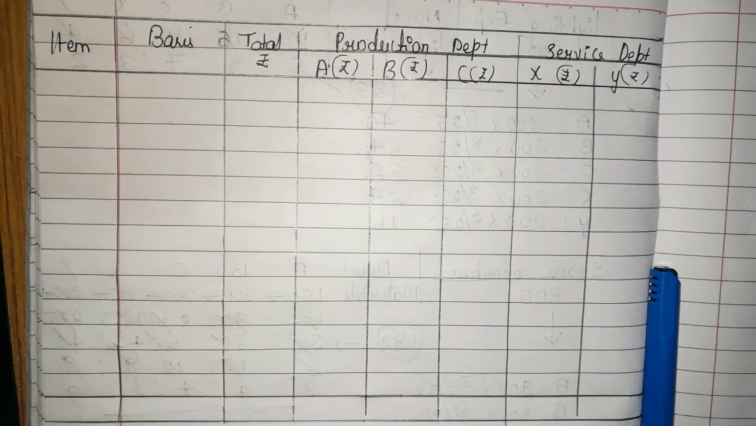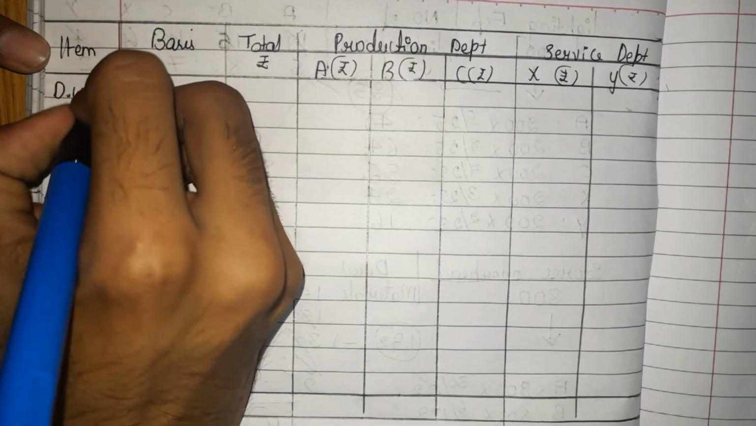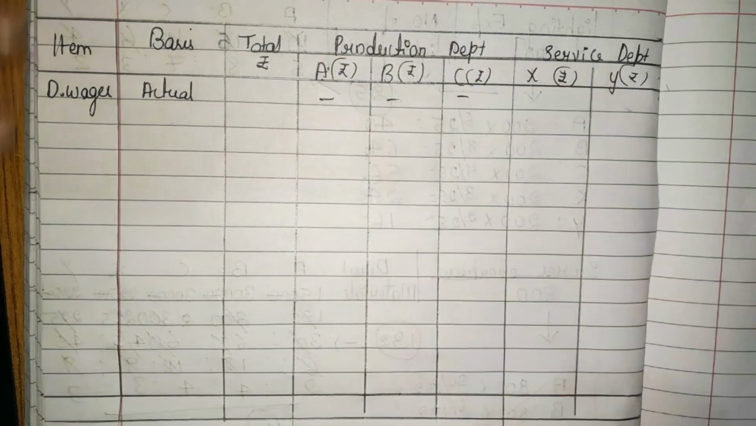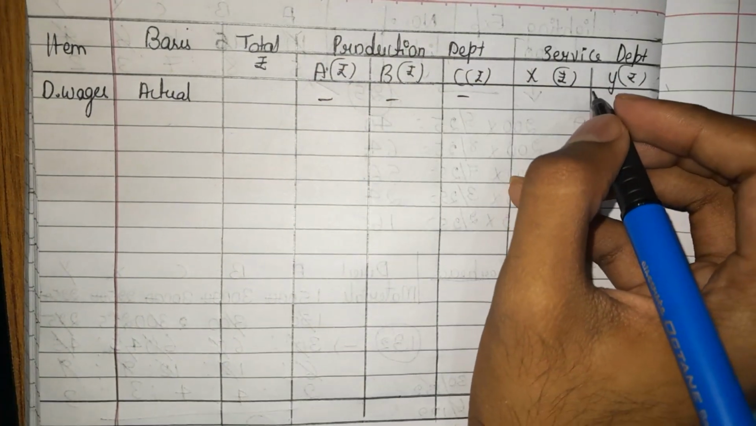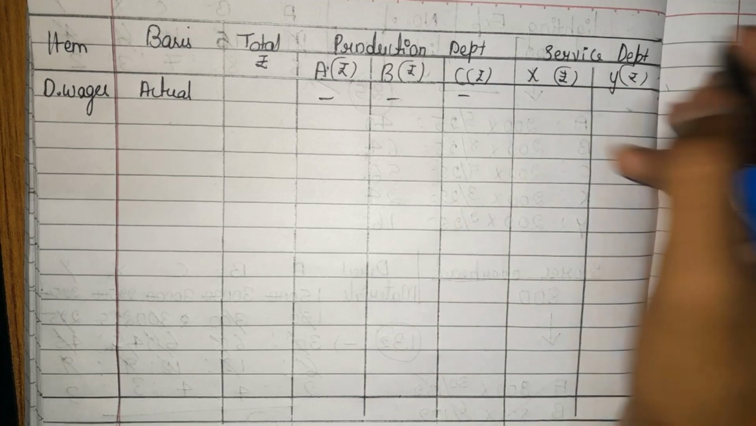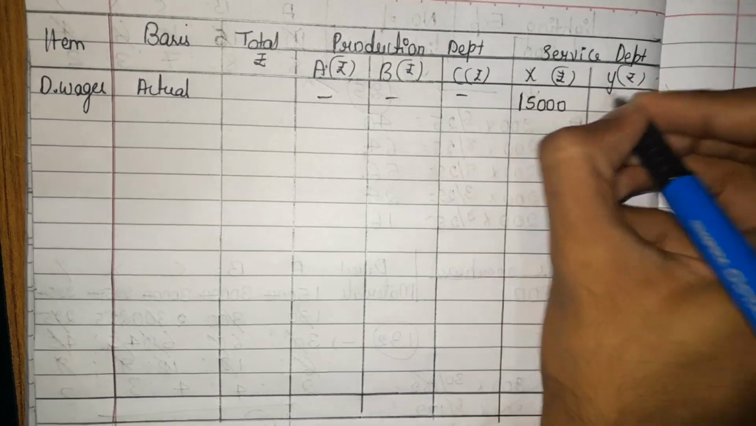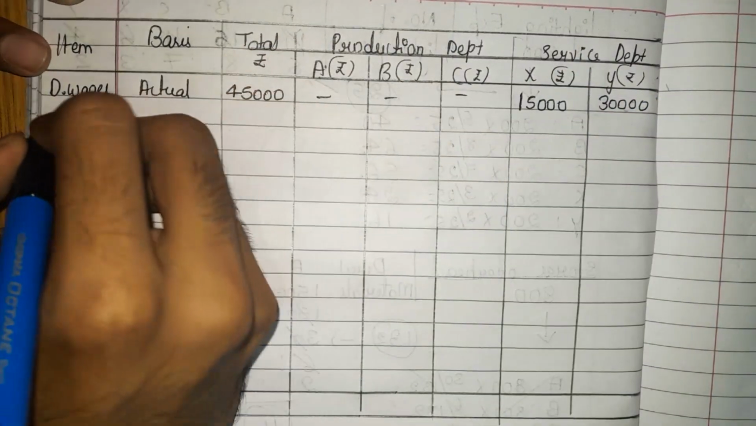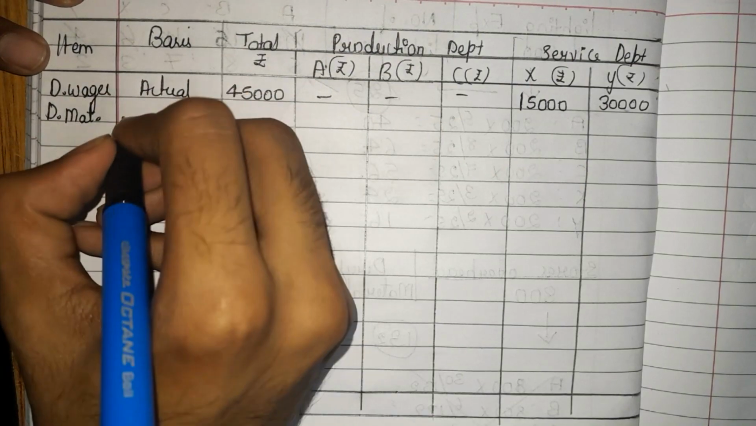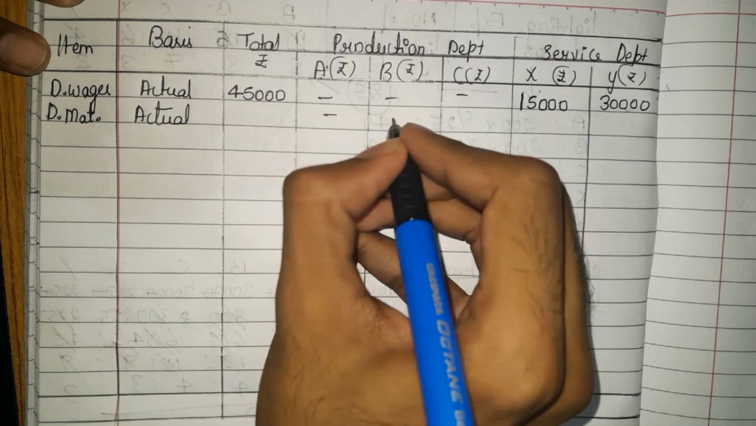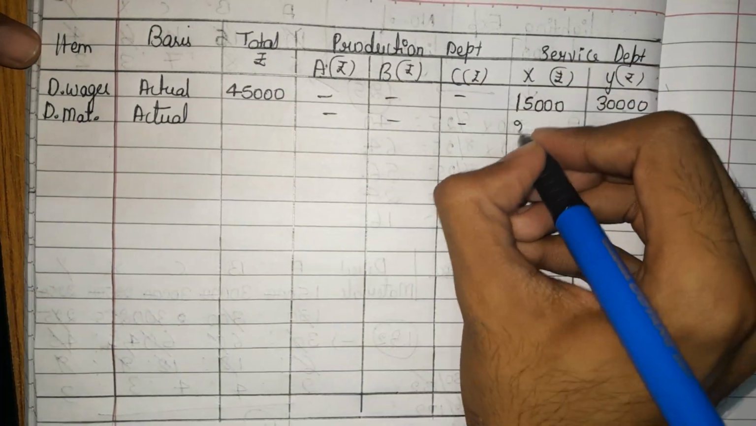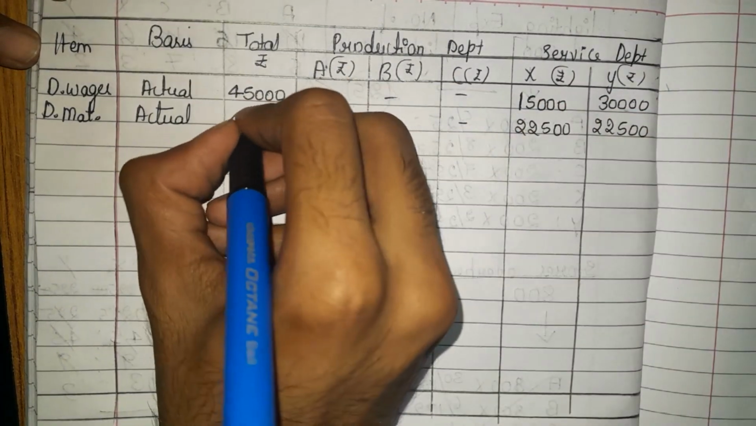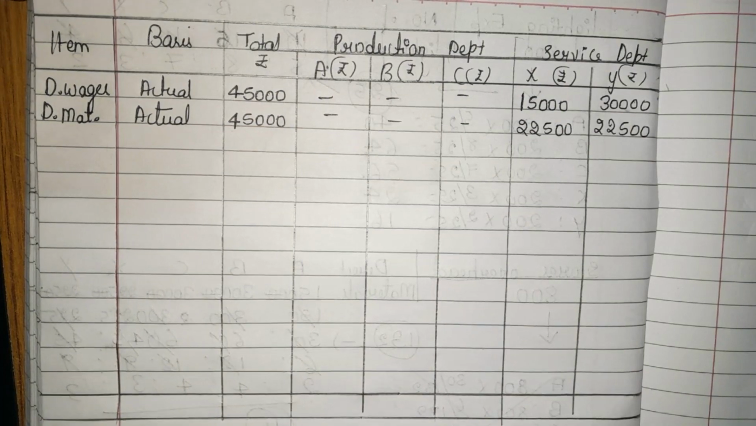This is the format. First, always divide the direct wages. For production departments we will not divide any direct wages, only for service departments we need to divide. So for X it is 15,000 and for Y it is 30,000; 15 plus 30 is 45,000. Next we have direct materials, which we also divide among the service departments and not the production departments. For X it is 22,500 and for Y it is 22,500. If you add both it will be 45,000.